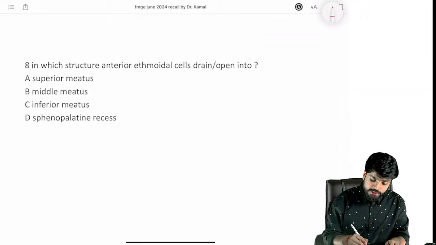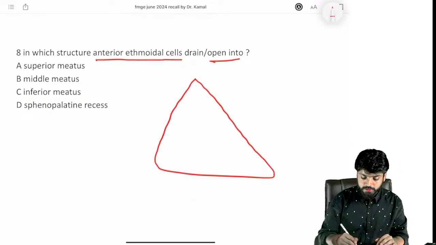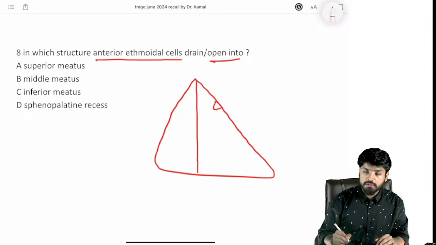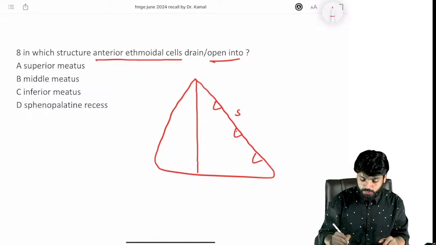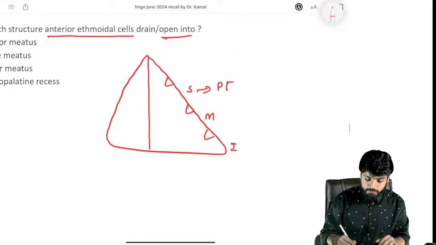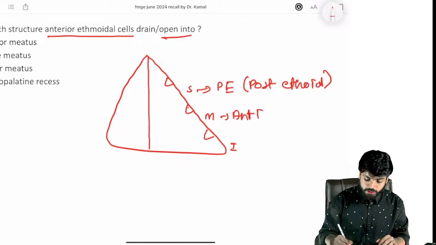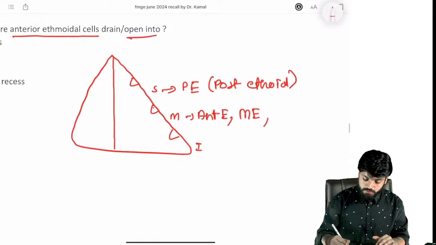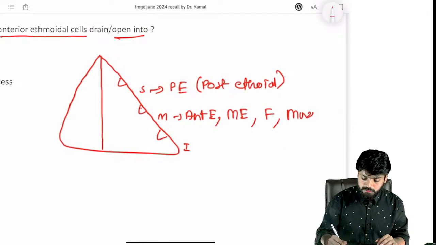In which structure do anterior ethmoidal cells drain or open into? See, this is the nose of patient. This is the nasal septum. Superior turbinate, middle turbinate, inferior turbinate. Below each turbinate there is meatus. This is superior meatus, middle meatus, and inferior meatus. For superior, you remember PE, posterior ethmoidal cell. For middle, you remember anterior ethmoidal, middle ethmoidal, and frontal sinus, and maxillary sinus.